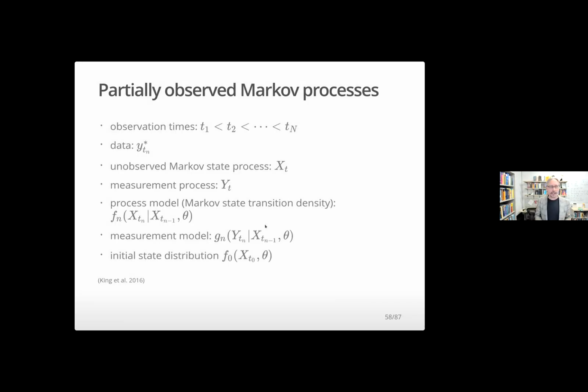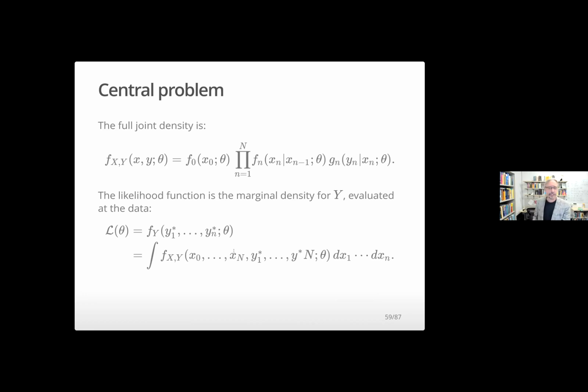So formally speaking, these partially observed Markov processes are defined in terms of a set of observation times, a set of data. This can be multivariate data. Some unobserved Markov state process, this is a latent state process, some measurement process, and there are therefore some probability densities that are involved. We'll let little f refer to the probability density of the transitions of the unobserved state process, and g refer to the conditional density of the measurements given the states. And of course, there has to be some sort of initial density as well. So the basic problem in doing inference on this kind of problem, this is also called a hidden Markov model or a state space model, although it's not a linear or a Gaussian state space model. In general, it's a nonlinear, non-Gaussian state space model.